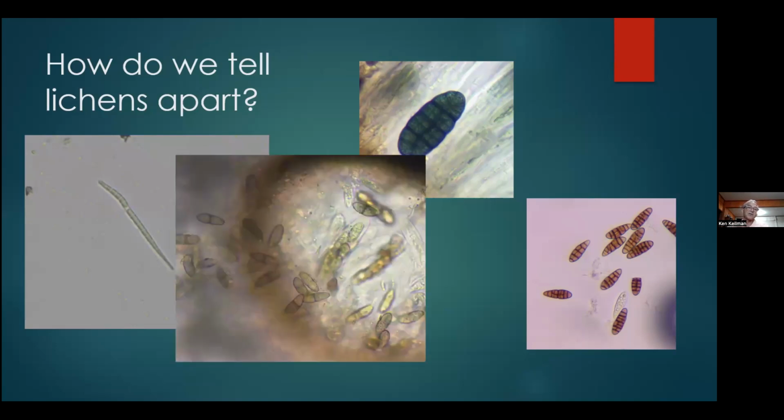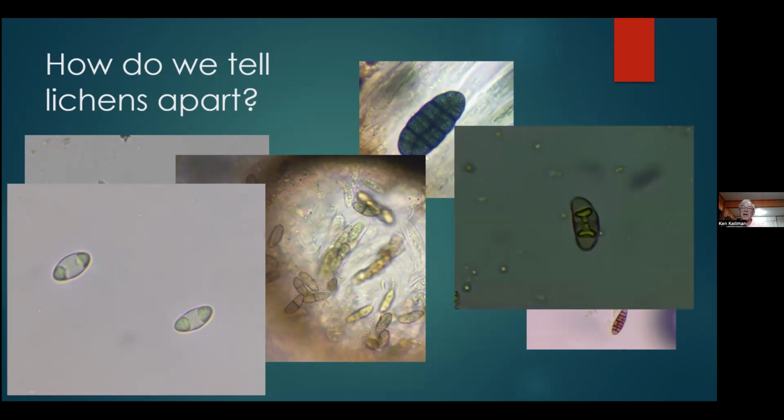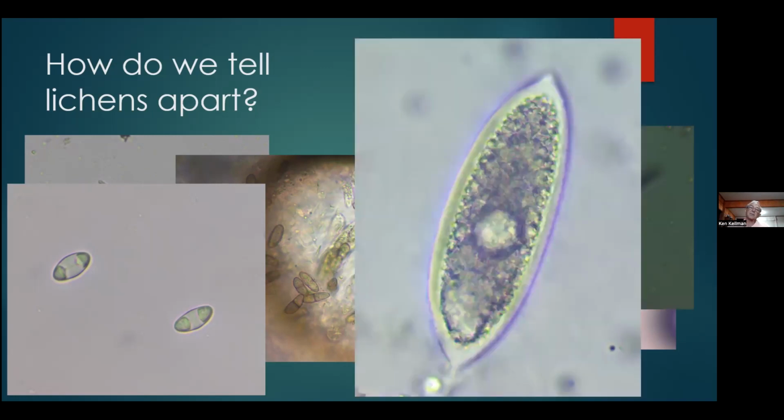Spores can be simply two-celled and clear, like these guys. Or sometimes the spores have two cells, but the cells are very far apart, like this. And sometimes those cells, when they're immature, have very, very interesting shape with very thick cell walls. All these things are things that we look at when we're trying to tell lichens apart.